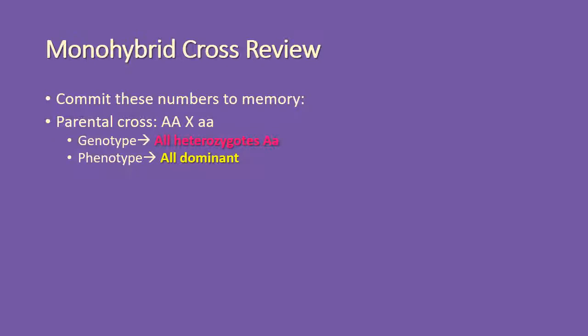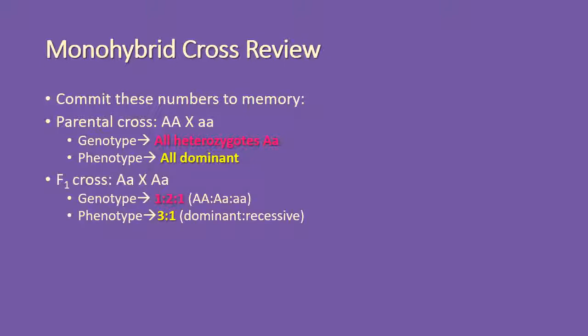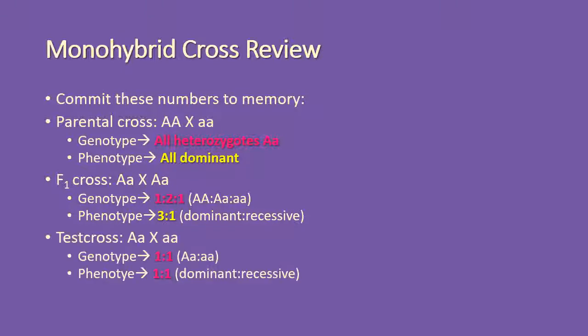Alright, so just a little review about these monohybrid crosses, because these numbers are important. As we move forward, it's good to almost memorize these different ratios. Just remember that when you do the parental cross, there's really no numbers to memorize. You get all heterozygotes and they're all dominant. But when you do the F1 cross, memorize these ratios: a 1-to-2-to-1 genotypic ratio and a 3-to-1 phenotypic ratio. And then a test cross gives you that 1-to-1, both genotypic and phenotypic ratio.